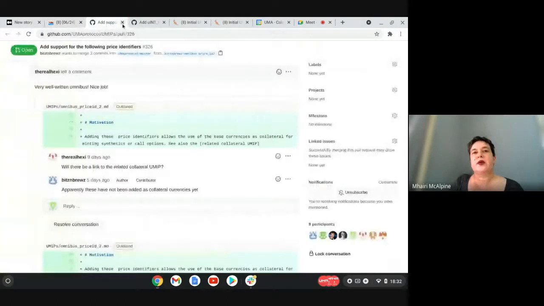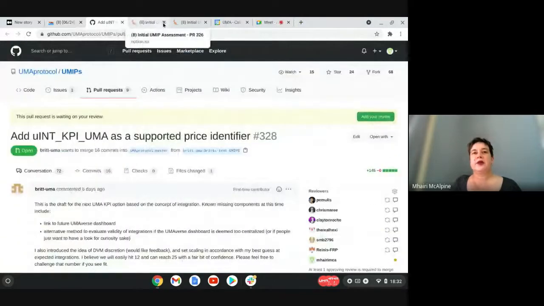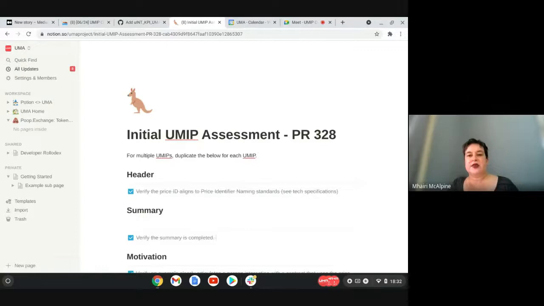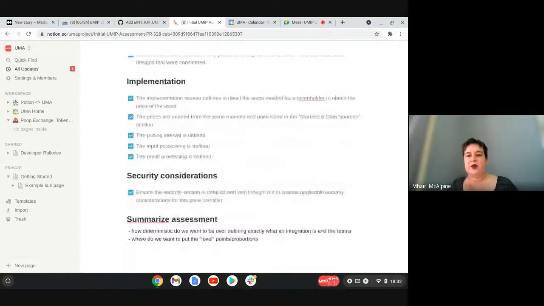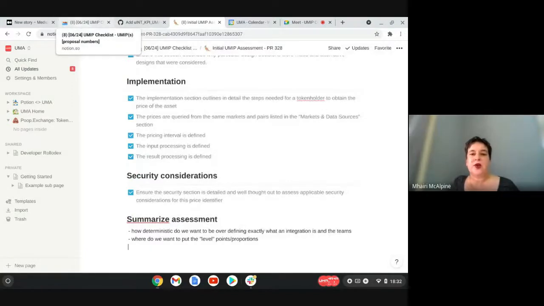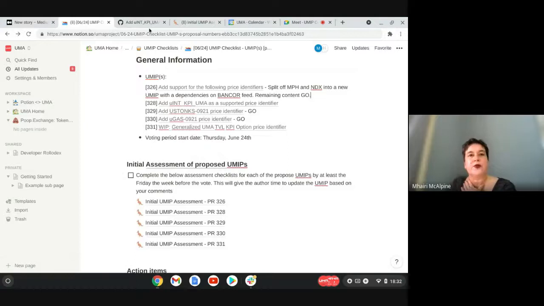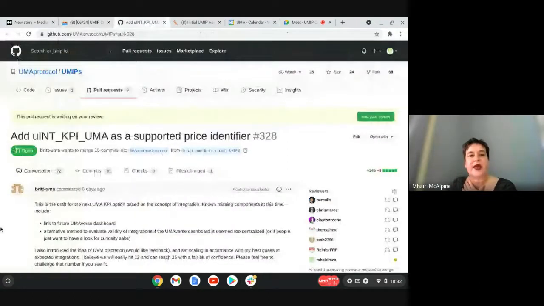So our last one is the UINT price identifier. This is the next generation of KPI options. There were quite a lot of issues around this, and I didn't really know how to summarize them. I think the best thing is really for Britt, who was instrumental in getting this together, to speak a little around it, and for people to chip in.